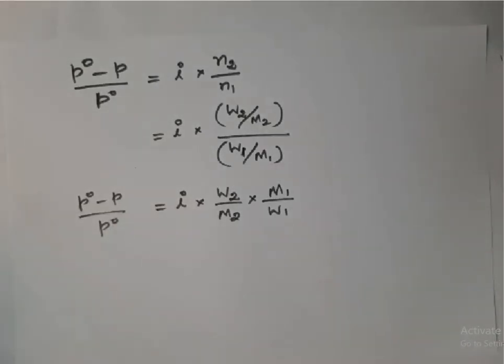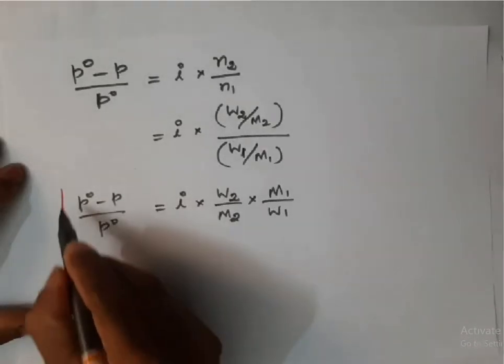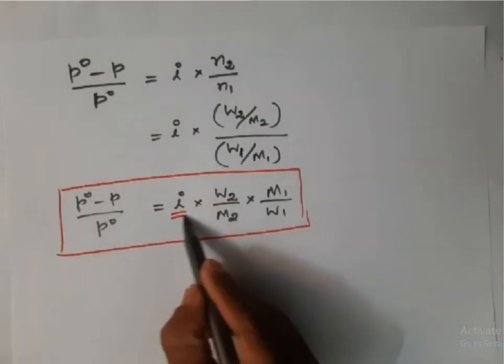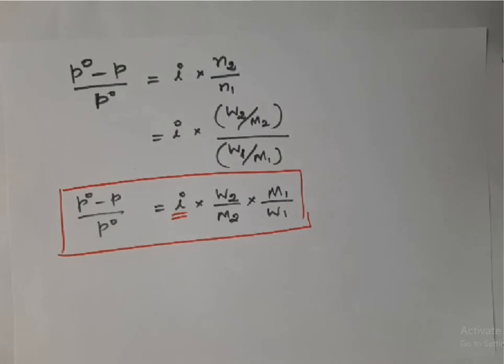Take down. Students, what's the value of i for a non-electrolyte? One, sir. Remember that, very important. The i value for a non-electrolyte is 1. Glucose, urea, sucrose are a few examples of non-electrolytes.